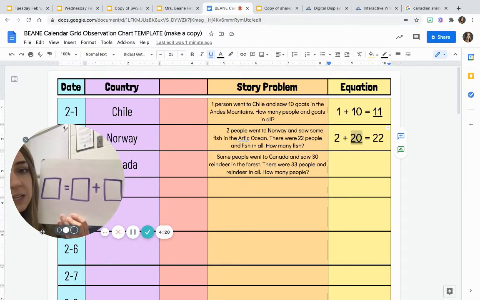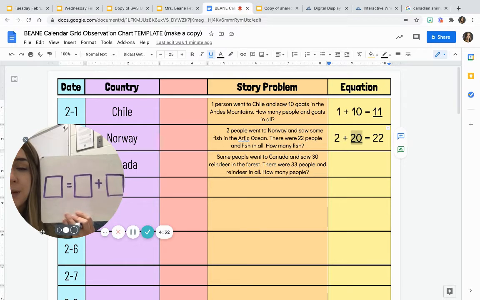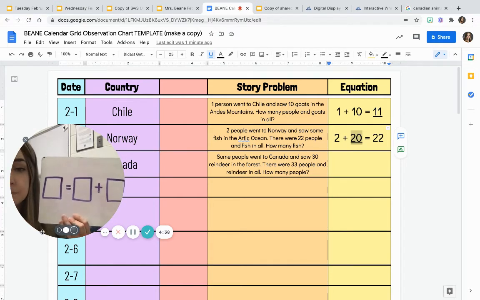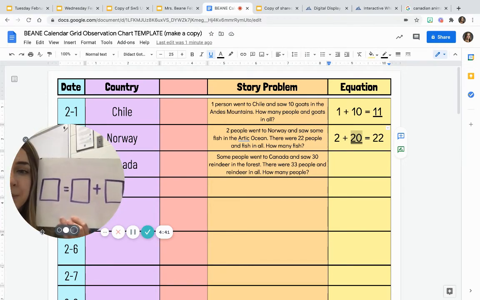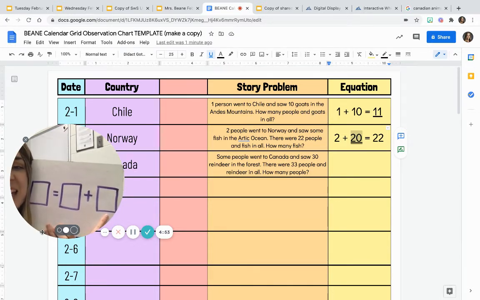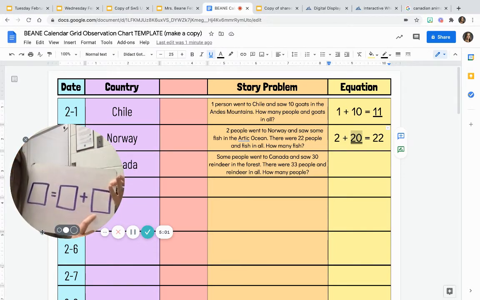So I'm going to read it again. Some people went to Canada and saw 30 reindeer in the forest. There were 33 people and reindeer in all. How many people? Okay, so let's think about that. What parts of this number sentence do we know? I hear that there's some people. Do we know how many? It says some people went to Canada. Okay, well, some did, but does that tell us an actual number? No. So I'm going to leave this blank for right now, because I don't think that we know that.